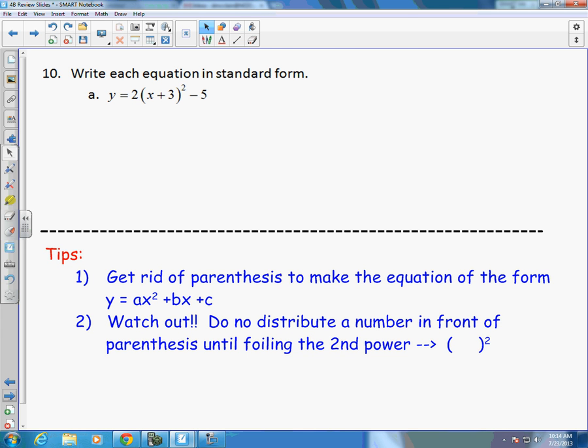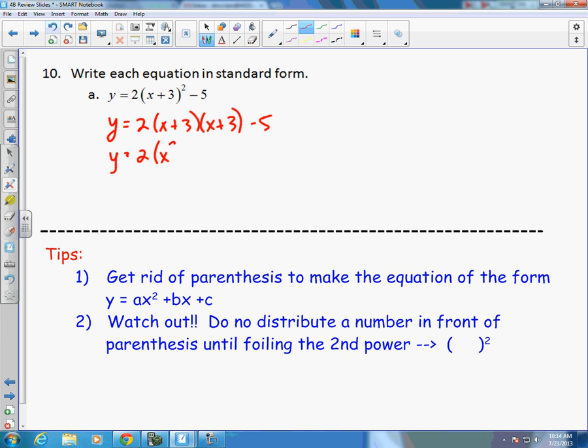What I mean by that is students will sometimes distribute that too. You can't do that. That's multiplication. Multiplication does not come before exponents. So when I do this one, I FOIL first. It's x plus 3 times x plus 3. I leave the 2 alone still. That's x squared plus 3x plus 3x plus 9. Again, I'm still leaving the 2 alone. I'm continuing to combine like terms inside.